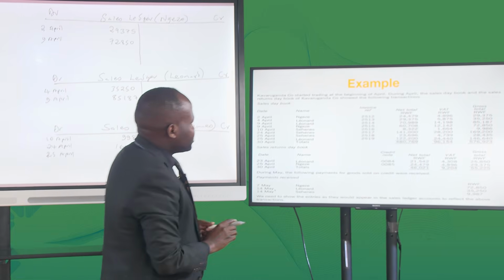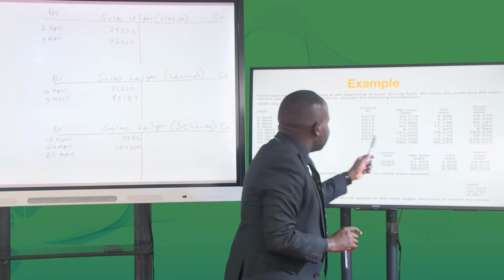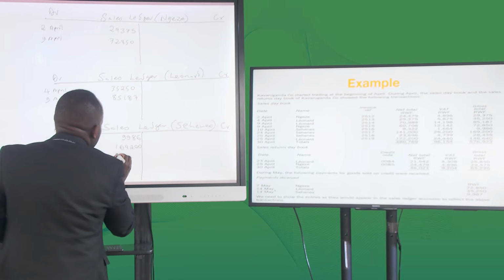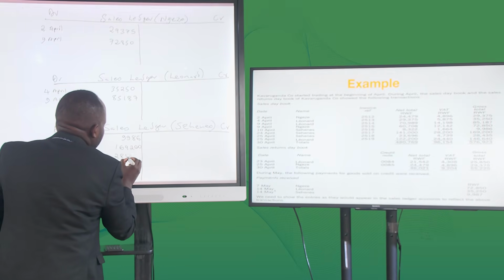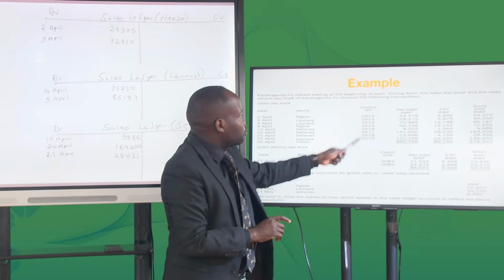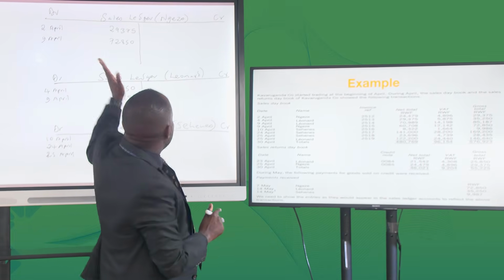169,200. And the last one, Sehenes, is 28,435. And the invoice numbers must also be shown.